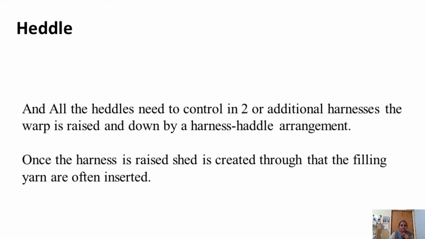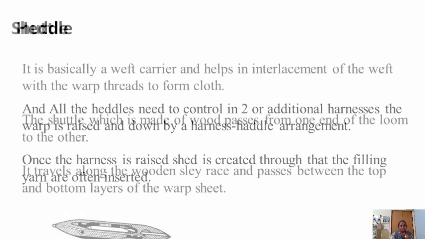The warp is raised and lowered by the harness-heddle arrangement. Once the harness is raised, a shed is created through which the filling yarn can be inserted. So after raising and lowering of the warp yarns, the shed is created. Through that shed, the filling yarn is inserted. So this is the function of the harness: raising and lowering of the warp yarns, forming the shed through which the weft yarn is inserted.